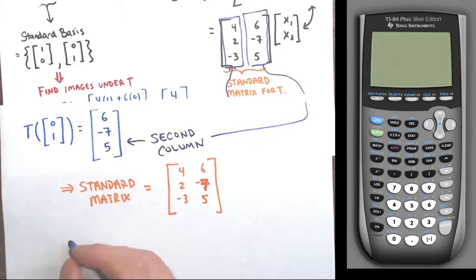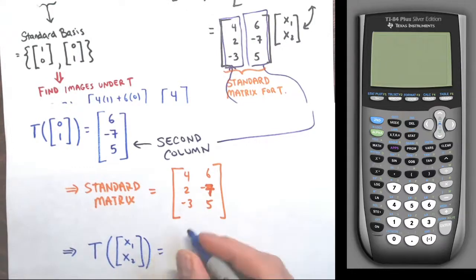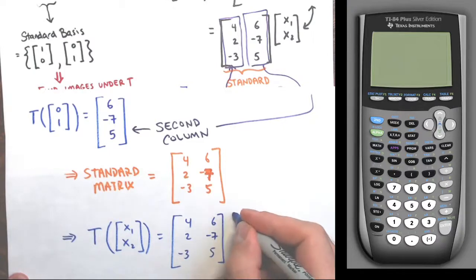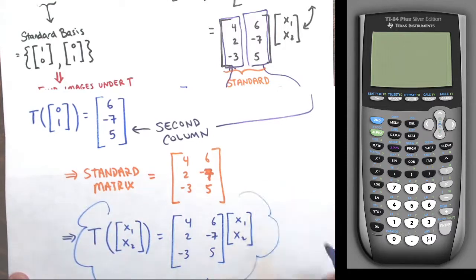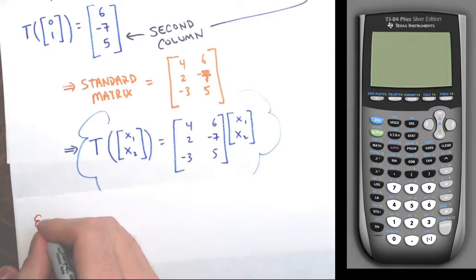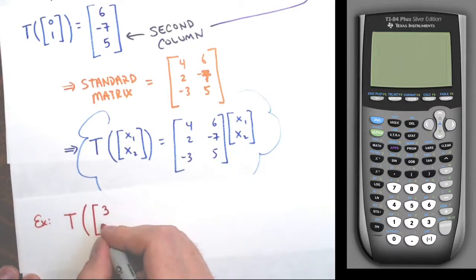And then that means you could also write the transformation T of x1, x2 as this standard matrix multiplied by the input vector. You can test this out if you'd like. I'll check it out with one example, one particular input. So for example, what's the image of the vector 3, negative 4? Why not?